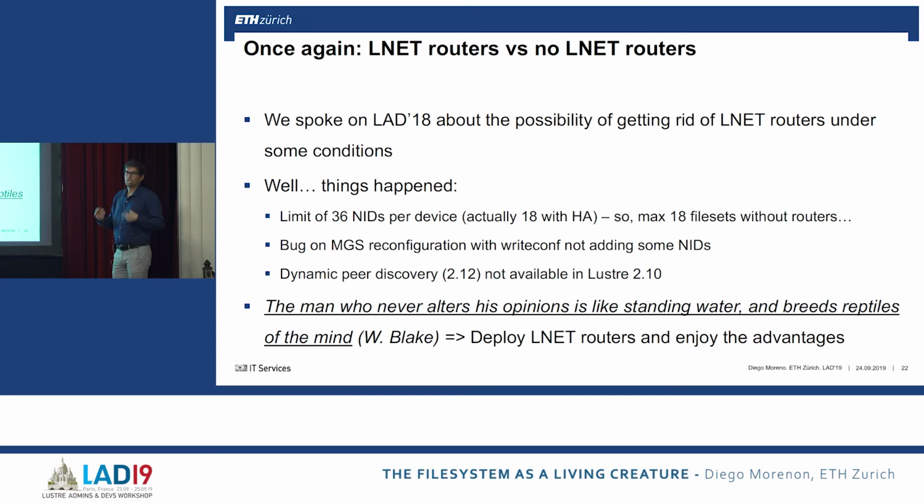We also found that there's a limit of 36 nits per device on the configuration, which seemed to be fine many years ago, but nobody thought that we could do stupid things like this, so we changed our mind and we deployed Ethernet routers because we can now have flexibility with Ethernet routers.